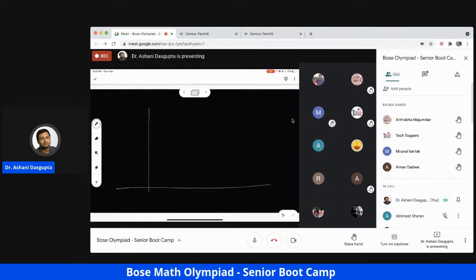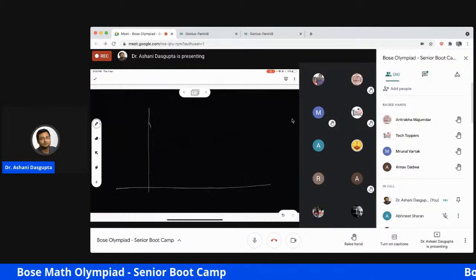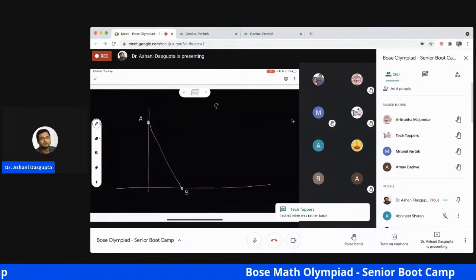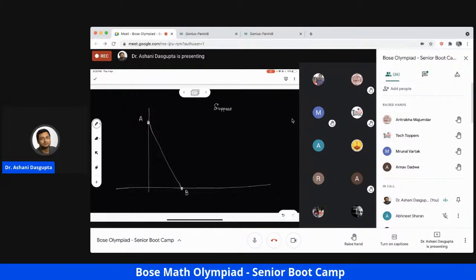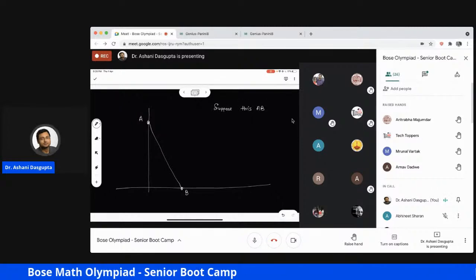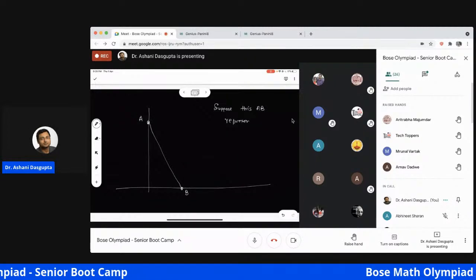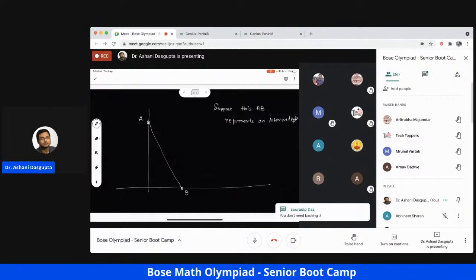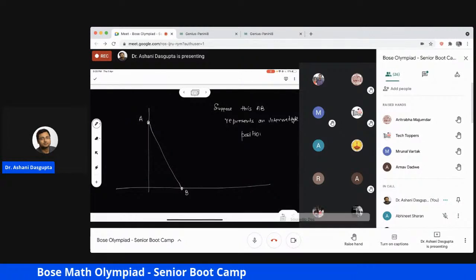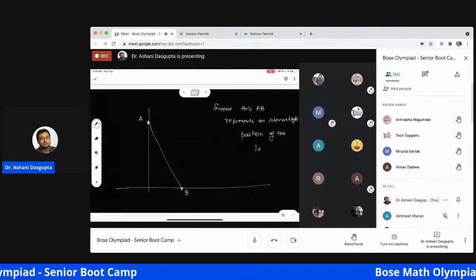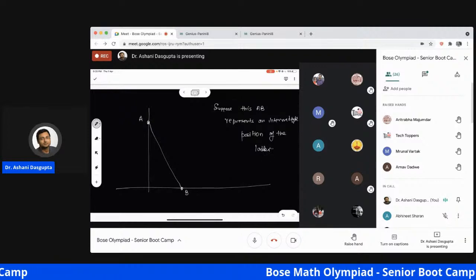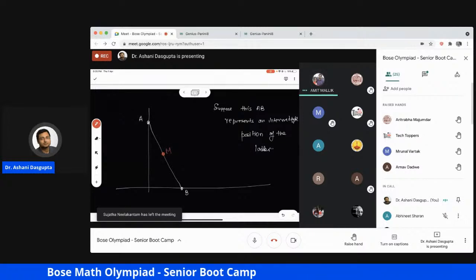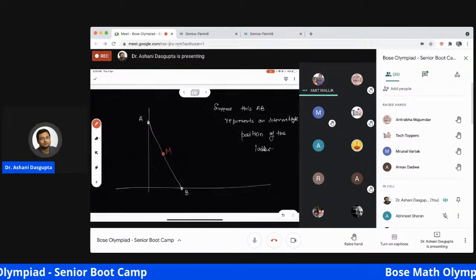So what he said is, suppose this is one position of the ladder. Suppose this AB represents an intermediate position of the ladder. Okay, and M is the midpoint of the ladder for sure. We want to show that the locus of M is a circle.